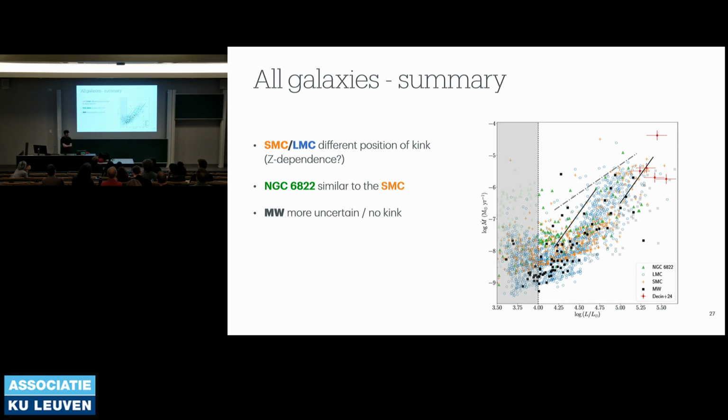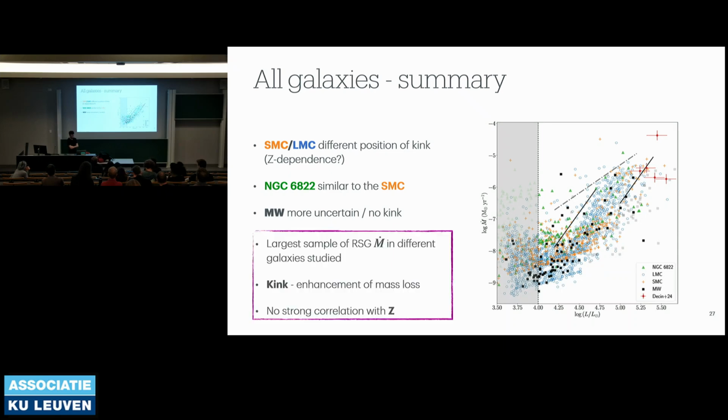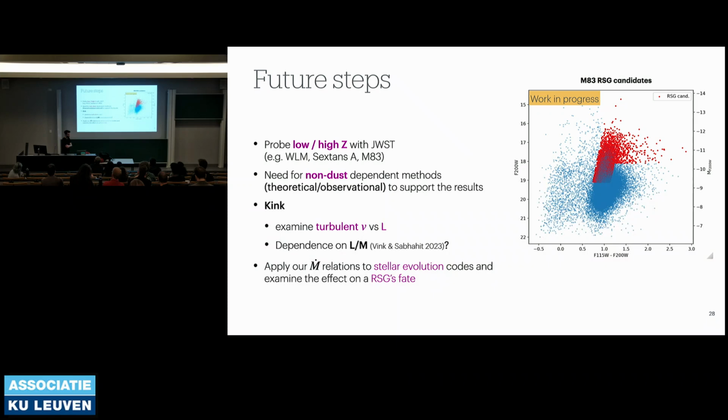Okay, this is the summary of all the results. I think I mentioned all this. In the end, we gathered the largest sample of red supergiants in different galaxies till now. And we found this kink that shows an enhancement of mass loss, and we need to figure out why it happens. And I mentioned that there is no strong correlation with metallicity.